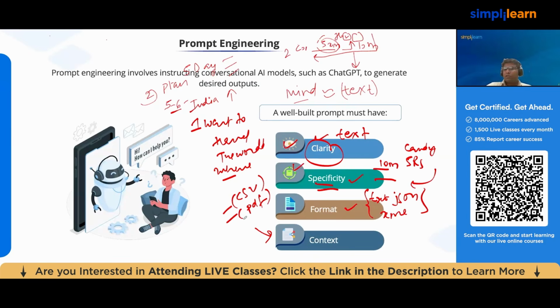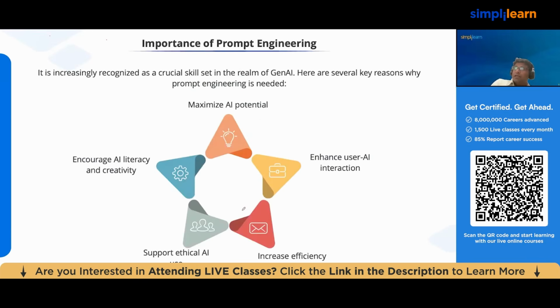That if you are trying to write a prompt, just think that this is a 2-year-old kid and he doesn't know anything. But if you provide meaningful and clarity-based instructions, the accuracy of the output is generally high. So the importance is that, right, prompt engineering, why it is being needed: basically to maximize AI potential, encourage AI literacy and creativity, enhance user interaction and increase efficiency, and support ethical AI use.